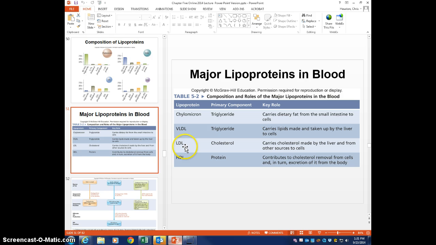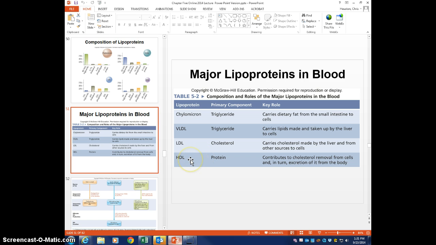And what I want to point out in here is the difference between these two, the LDL. This is the one that we kind of note as that bad cholesterol, because this carries cholesterol made in the liver from other sources to the cells. So what this does is this carries that cholesterol to other cells. What HDL does, on the other hand, is exactly the opposite. It contributes to the cholesterol removal from the cells. So I look at this as kind of like a scavenger of cholesterol, where this deposits the cholesterol.